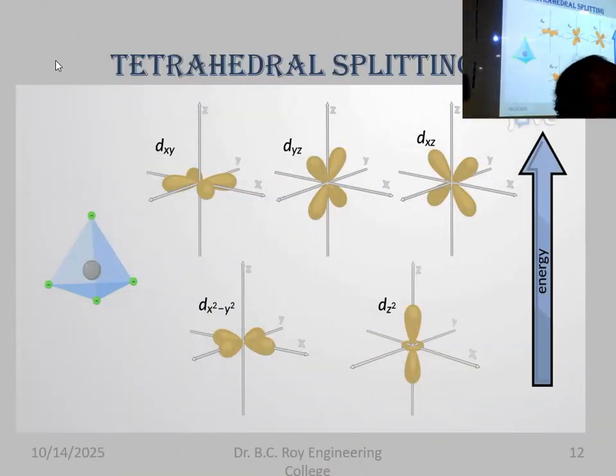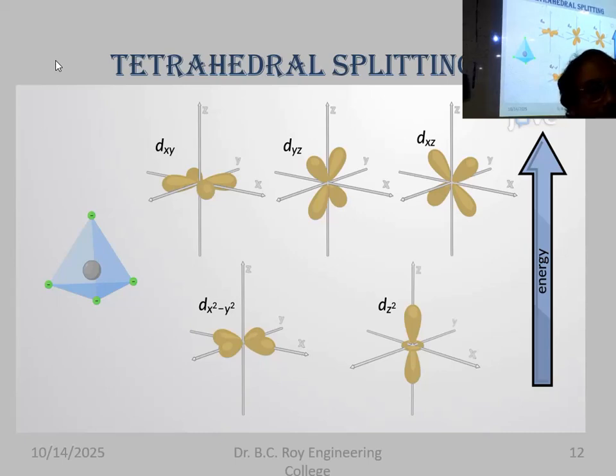So let's continue with the last lecture. This is regarding tetrahedral splitting. I have discussed the octahedral splitting in an elaborate way. Now this one is tetrahedral splitting. So in case of tetrahedral, the dxy, dyz and dzx will go higher compared to dx square minus y square and dz square. That will be comparatively lower.